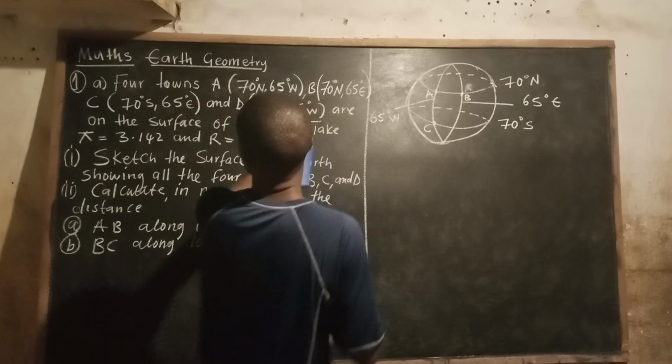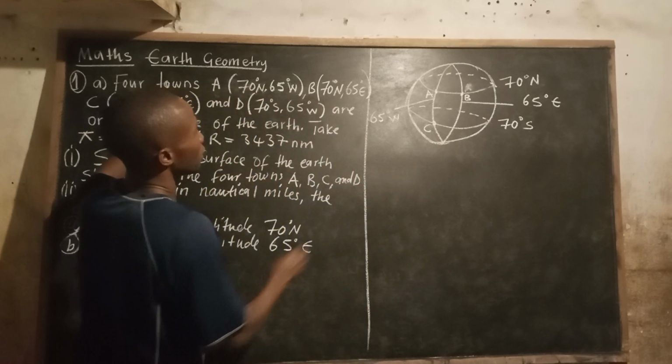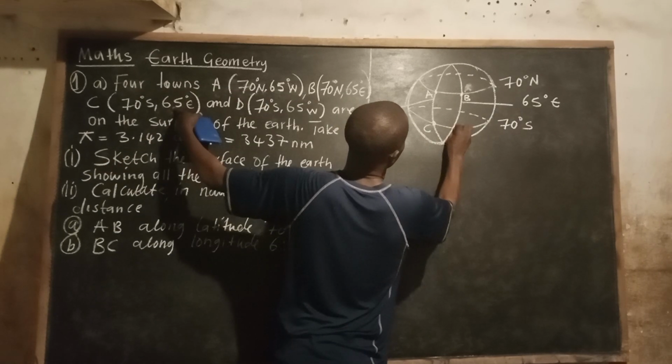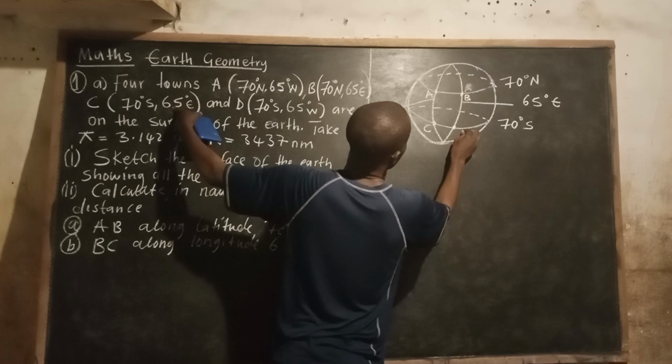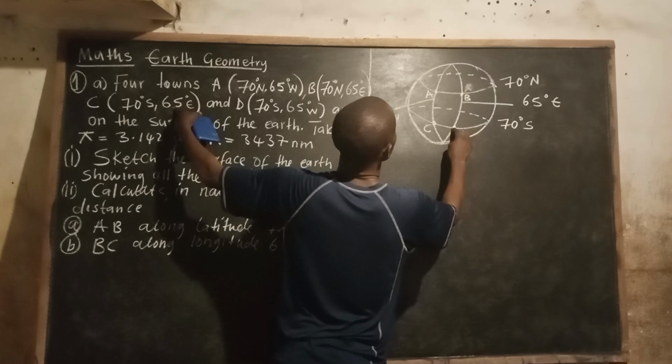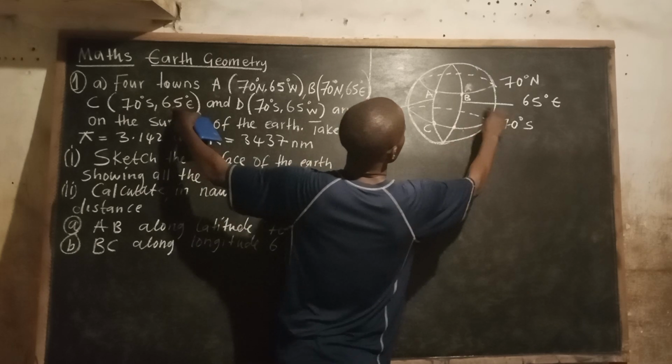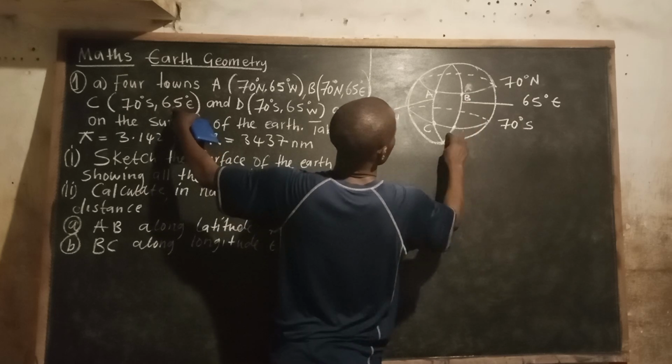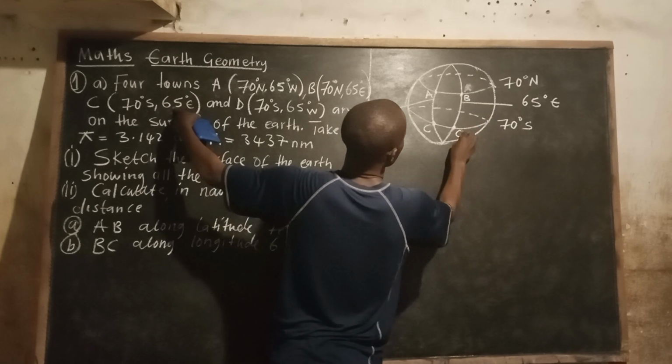So 65 degrees east. This one is here. East, 65 degrees east is this one. This longitude. So C is here, not here.